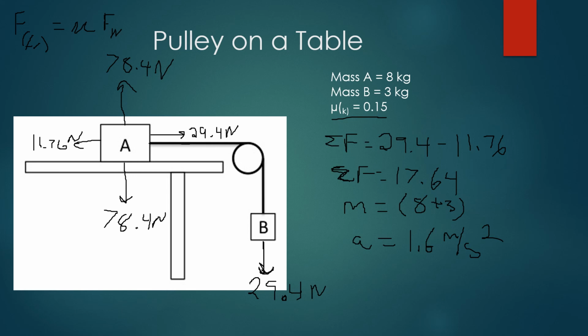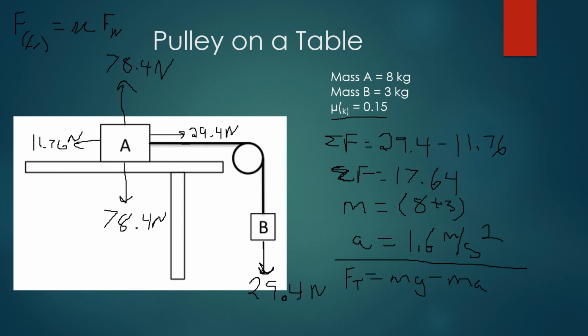Now, here's the question. Just because box B is pulling on the rope 29.4 doesn't mean that's equal to the tension in the rope. We still don't know what the tension of the rope is, but we can now solve for it using this equation: F of t equals mg minus ma. I still want that tension. We haven't figured it out yet. So this is what we do.